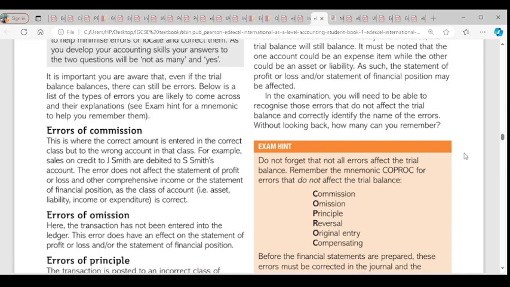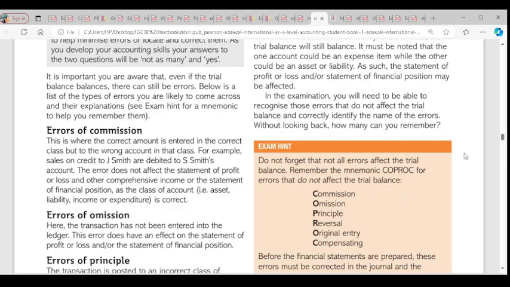The first one, errors of commission. When we talk about errors of commission, this is where the correct amount is entered in the correct class, but to a wrong account in that class. So that means you've entered the right amount in the right class of account, but in the wrong individual account. That means instead of recording it in Latif's account, you recorded it in Latifa's account. That is error of commission because both entries are debit. You have done the right entry, but with a wrong account. That means the name of the account is different. That is error of commission.